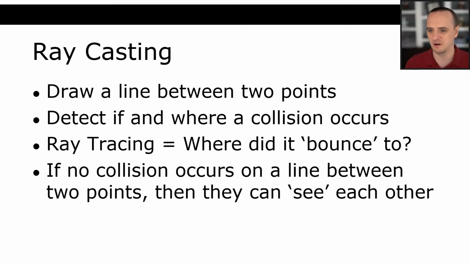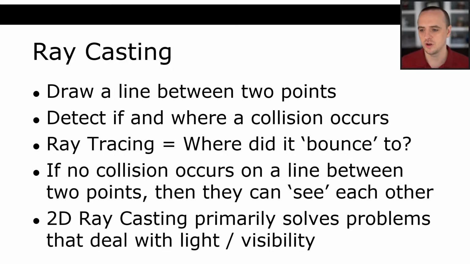Maybe you bounce off the mirror or whatever, but we're not talking about that right now. We're just saying if there is no collision for that line segment from your eye to the target, then they can see each other. And so 2D raycasting, the mathematical problem of 2D raycasting, typically solves problems that deal with either light or visibility.